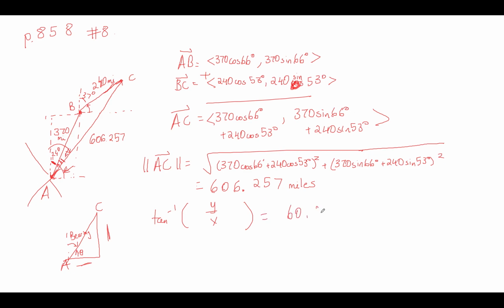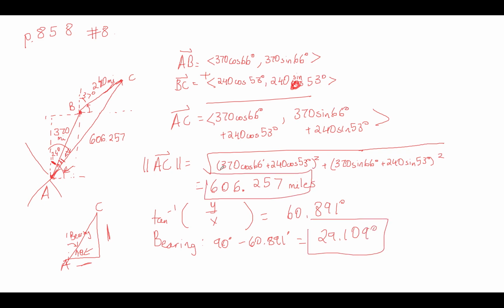So I'm getting 60.891 degrees, which means this bit is 60.891 degrees. My bearing is 90 minus that, which will give me 29.109 degrees. So this is my bearing, and this is my distance. I'll make another video showing you how to do this with the law of cosines, so you can see it the other way.